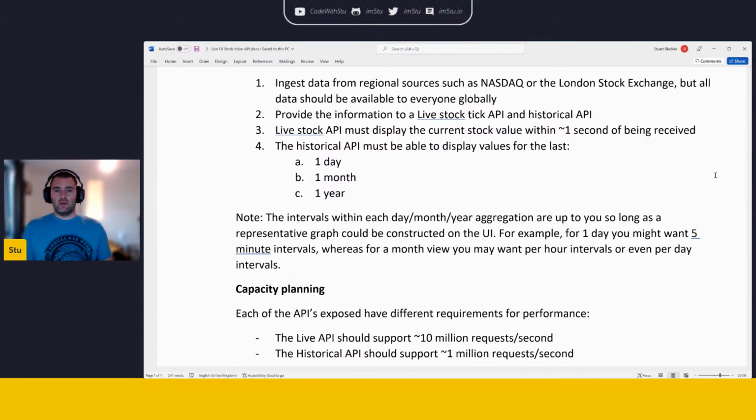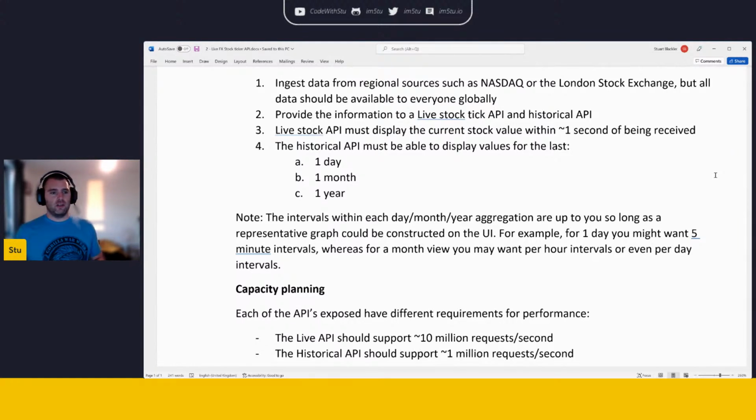The historical API must be able to display values for at least the last day, last month, last year. So we're looking at some kind of aggregation here that we're going to have to do as part of this task. When we're looking at per day, per month, per year, that's obviously quite a lot of data. So the interviewer has asked that the intervals within each day, month, year aggregation are up to us so long as we have a representative graph.